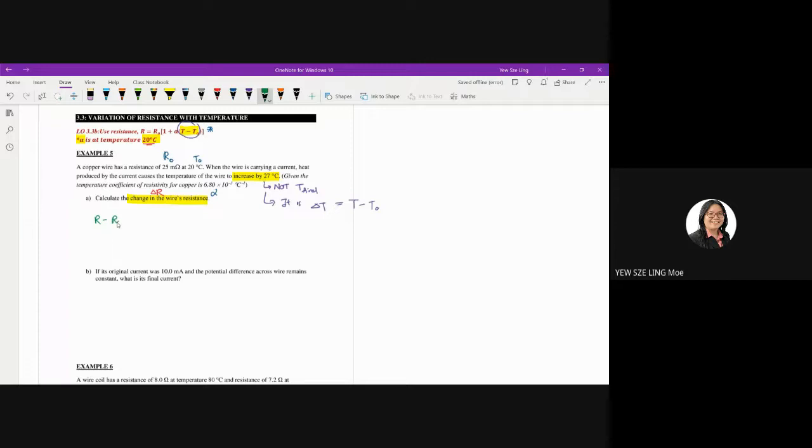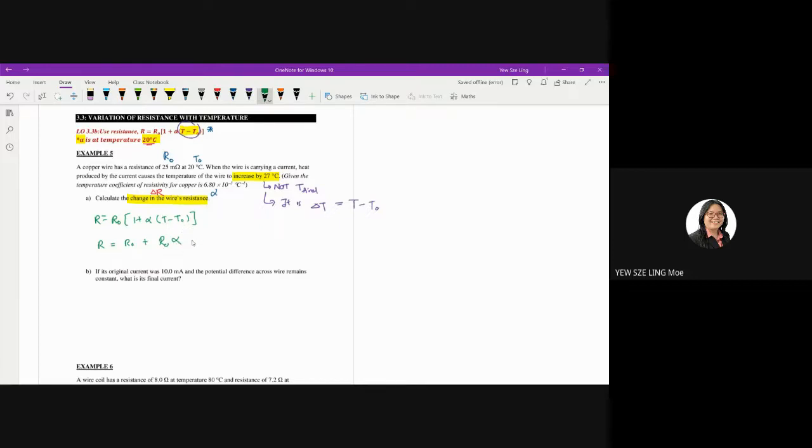R equals R naught bracket 1 plus alpha T minus T naught. I'm going to multiply it into the bracket. So I have R equals R naught plus alpha R naught, or R naught alpha. It's up to you how you want to arrange it. I just want you to see I have R naught on both sides. So R naught plus R naught alpha now.